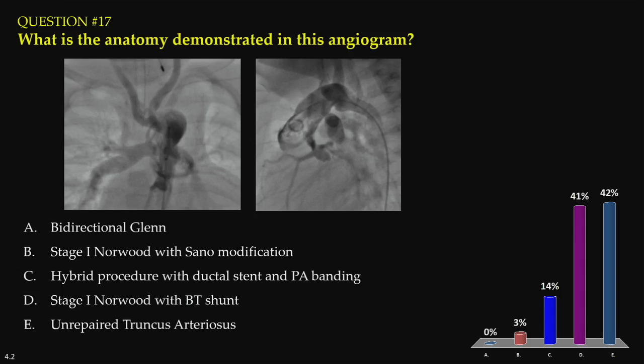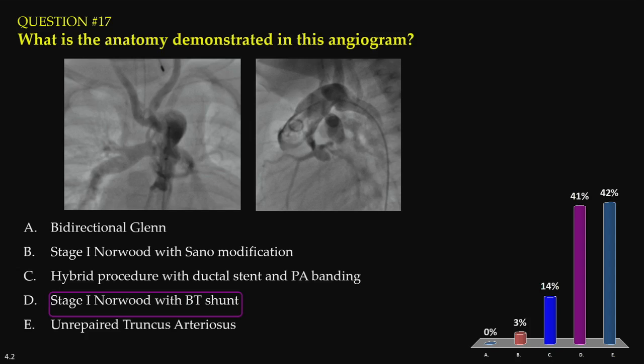Okay, so this was tough for people. The answer is stage 1 Norwood with a BT shunt. So let's look at it. You're injecting in the aorta because you've got this catheter that you see, especially in the lateral view, coming up from the back and then going forward. So you're injecting, and what you see is an ascending aorta.